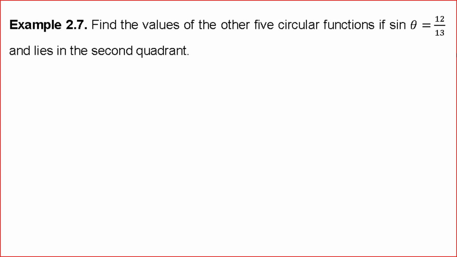Okay, find the values of the other 5 circular functions if the sine theta is equal to 12 over 13 and lies at the second quadrant. So here, sine theta is equal to 12 over 13. So let's illustrate this one in a right triangle because 12 over 13 is not a unit circle. Okay. So let's treat this one as a right triangle.